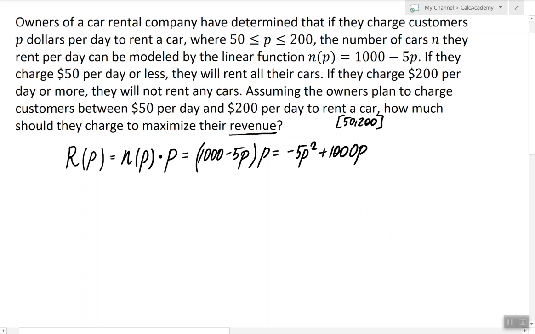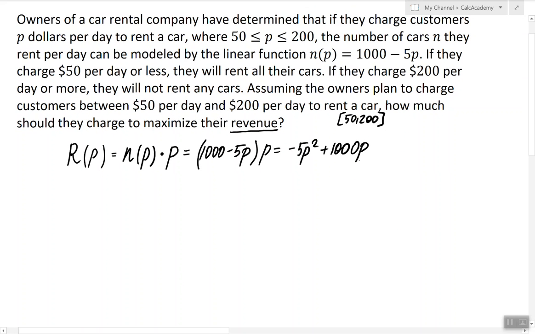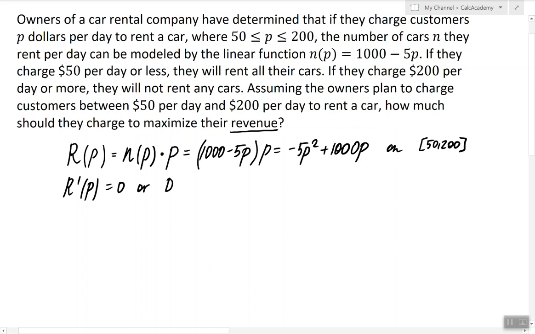So if we want to maximize the revenue, and we're only considering this function on this domain, that means we have to find the absolute maximum of this function on this closed interval. To do that, we have to differentiate the function, set it equal to 0, or find where it doesn't exist, and then evaluate the function at all the points, and the largest value will be the absolute maximum.